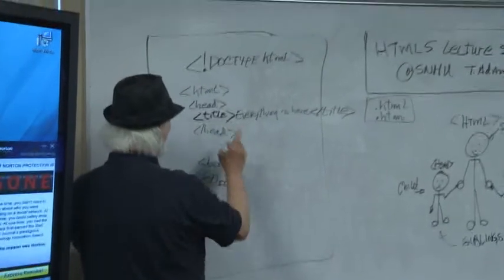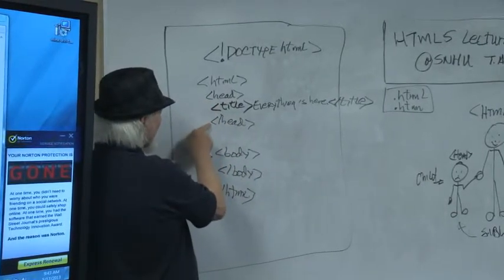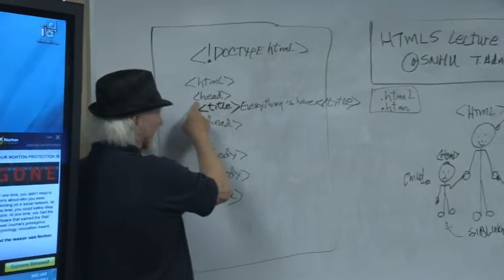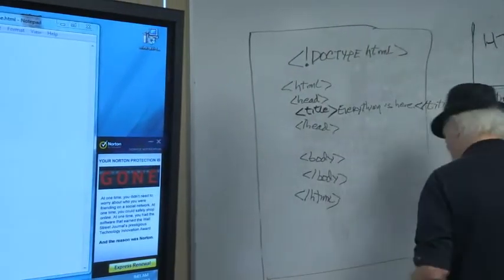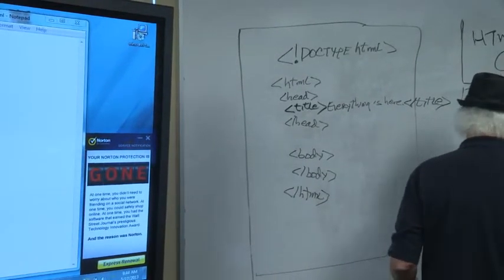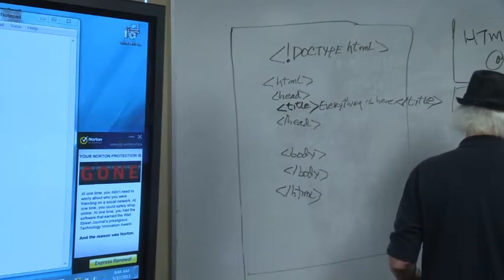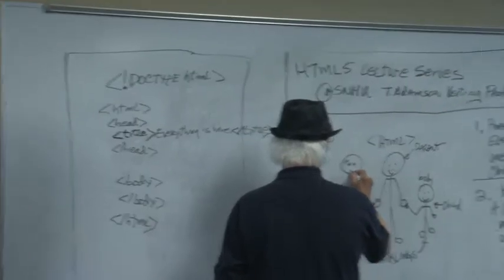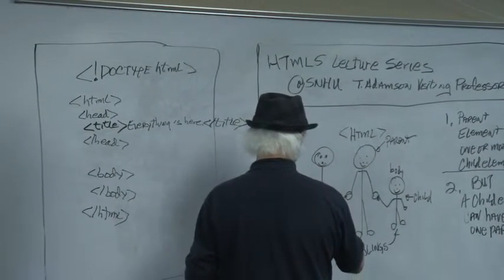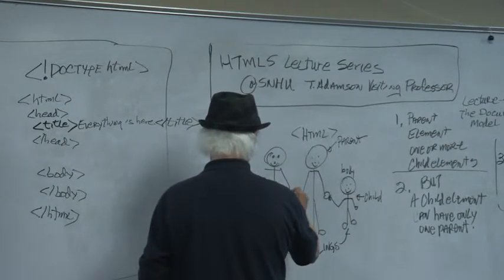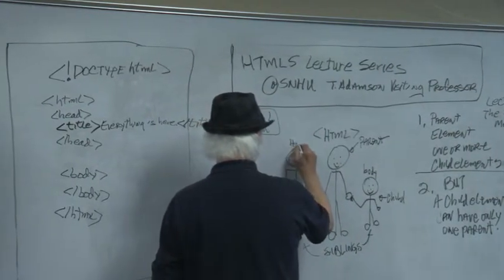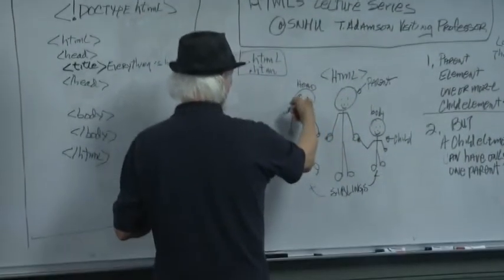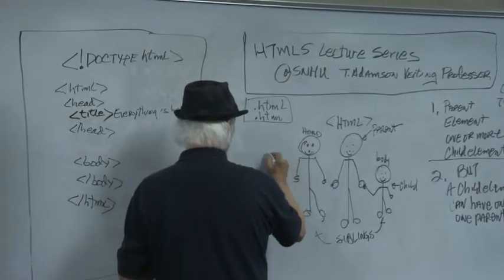So what I see here is the head element is a parent of a title element. And the title element is a child of the head element. So what that means is that this is the head. The head element is actually sort of growing up. And the head element also becomes a parent. This is the head element now. The head element is a child of the HTML element.